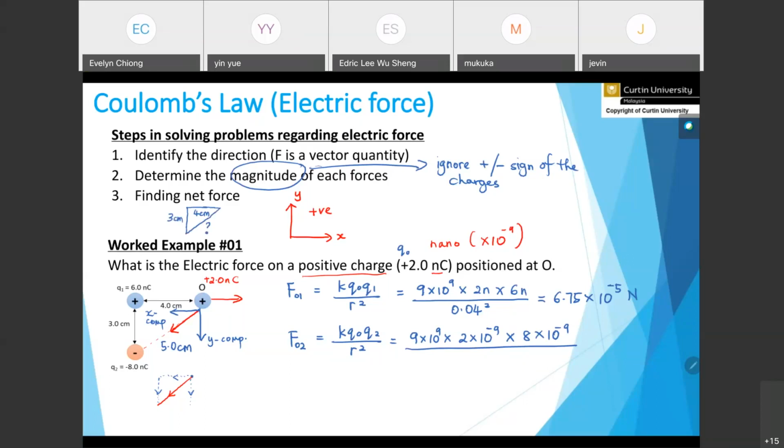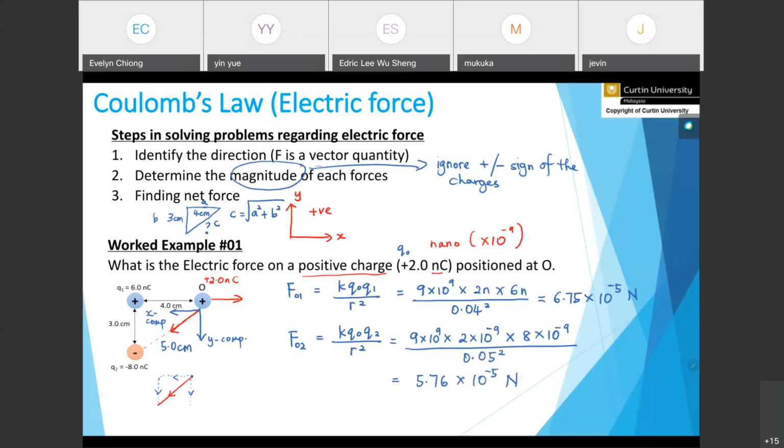You still remember your trigo, right? Let's say this is A, this is B, then this is C. So C squared equals A squared plus B squared. This one, right? So you calculate, then you will get 5. So 5 centimeters becomes 0.05 squared. Okay, so this one you are going to get 5.76 times 10 to the power of -5 Newton. So we have calculated the magnitude.